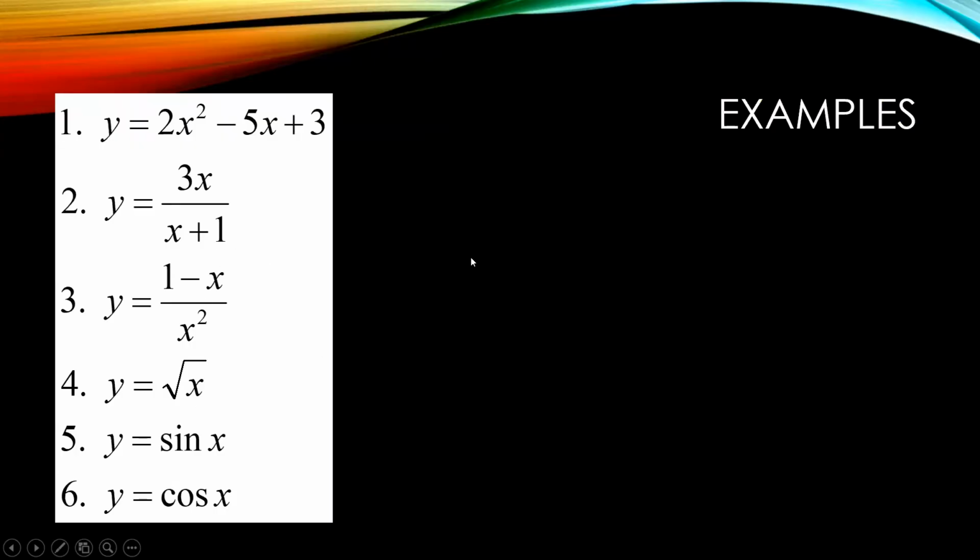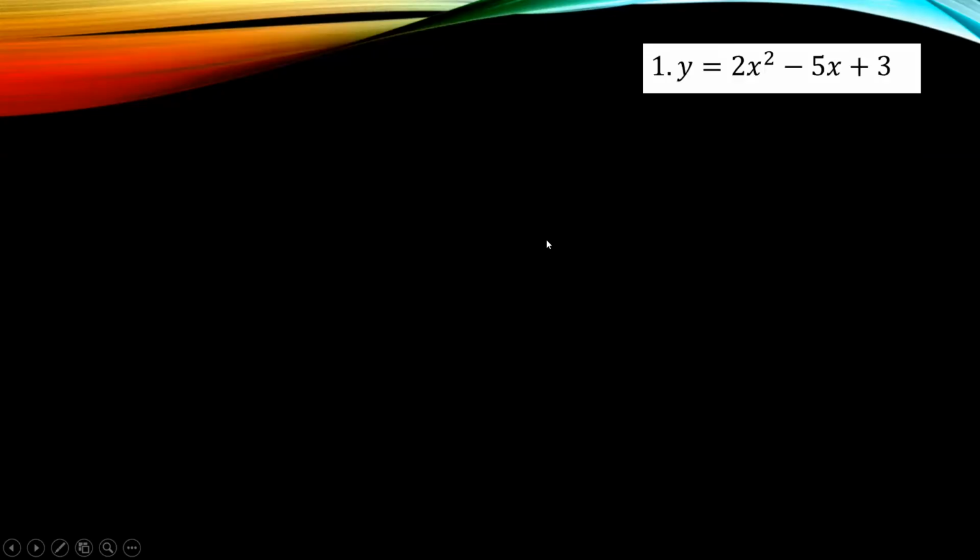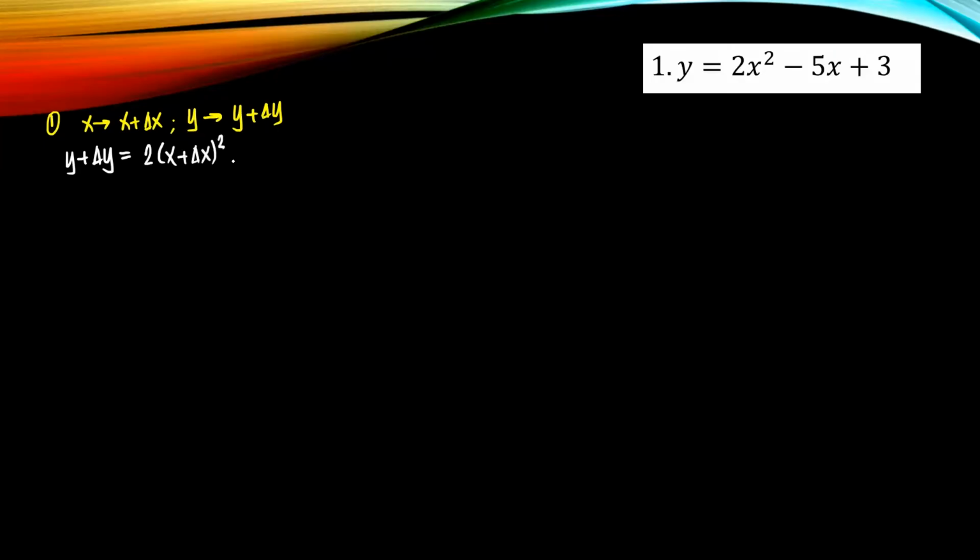I'll solve some. So for example, here, it says that the first step is change y to y plus delta y and x to x plus delta x. So let's go. Step number 1. All the x's becomes x plus delta x. All the y's become y plus delta y. So that's your first step. That becomes y plus delta y is equal to 2x plus delta x squared minus 5x plus delta x plus 3.